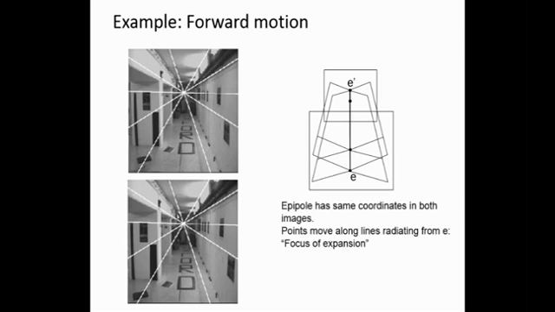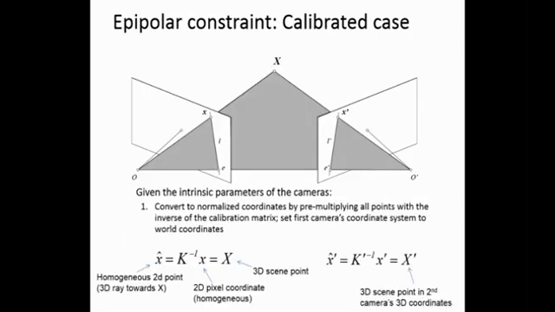So this is an example. These are the epipolar lines for these two images, and they all intersect at some central point in the image, since it's a forward motion. So this epipolar constraint is the fundamental relationship and constraint between the two images. So how do we recover it?